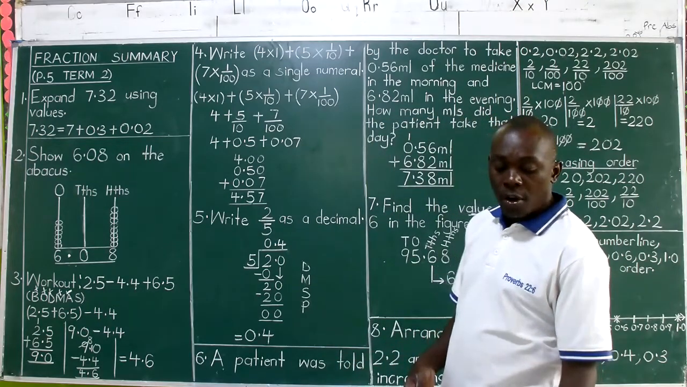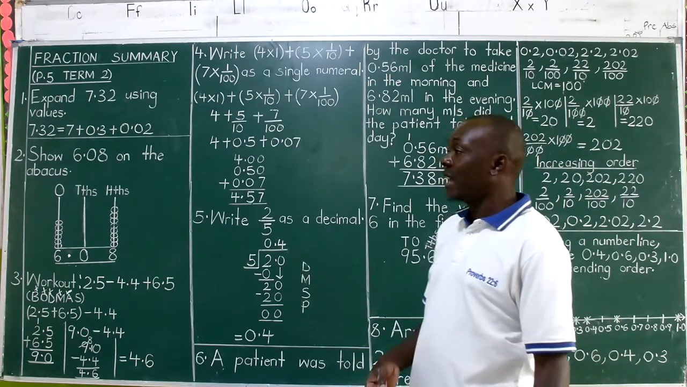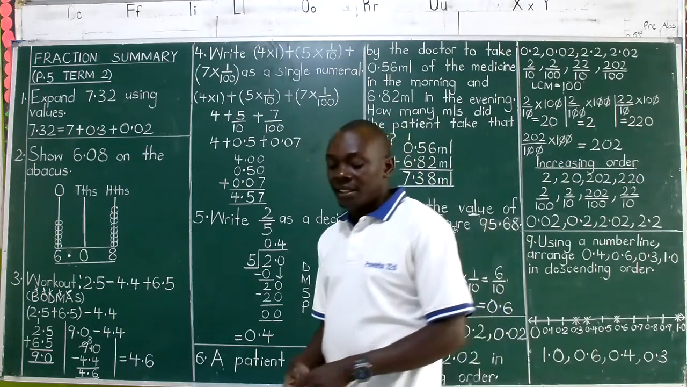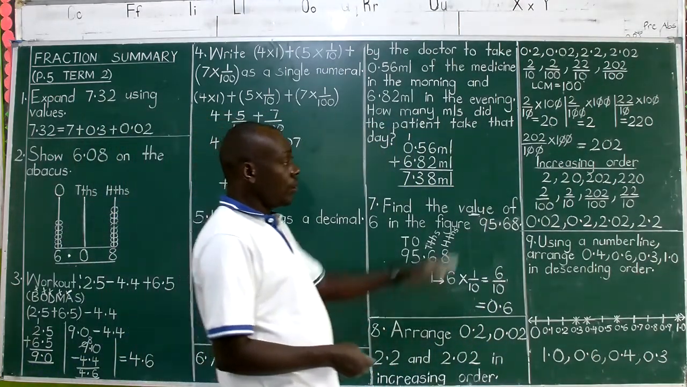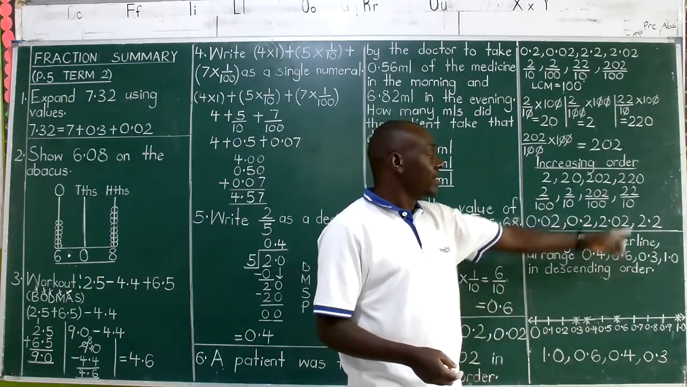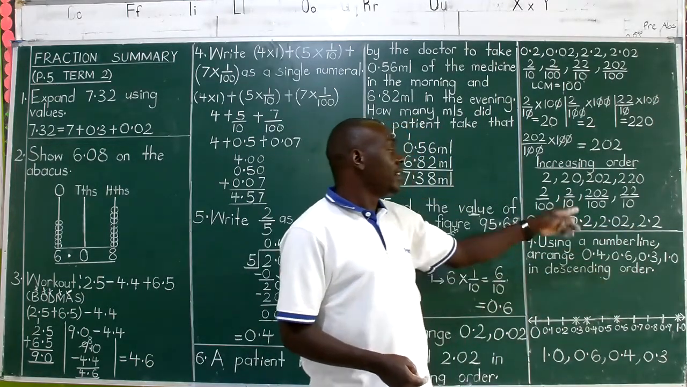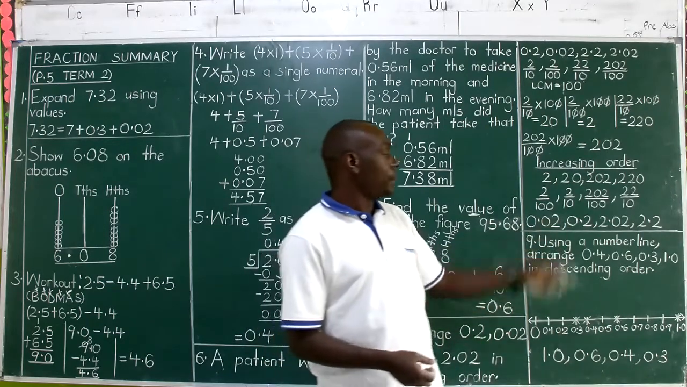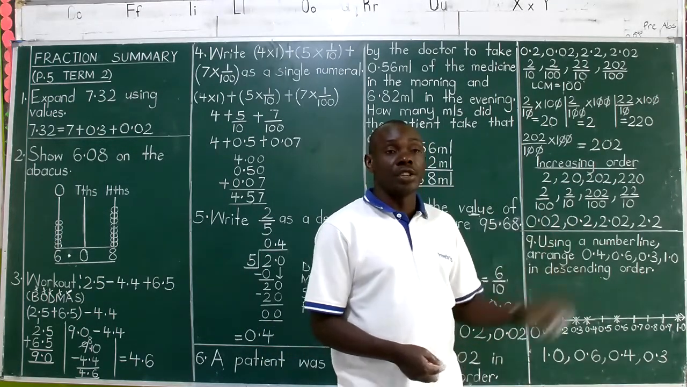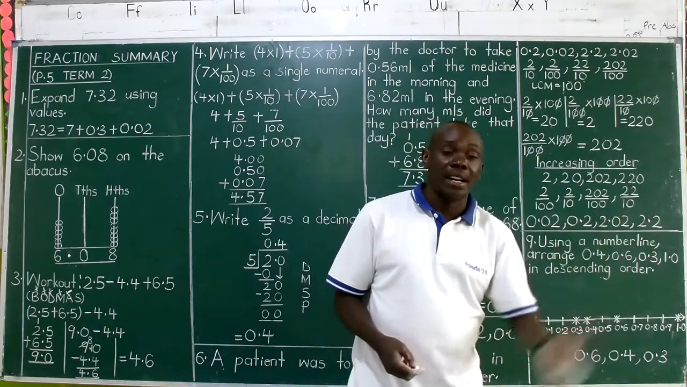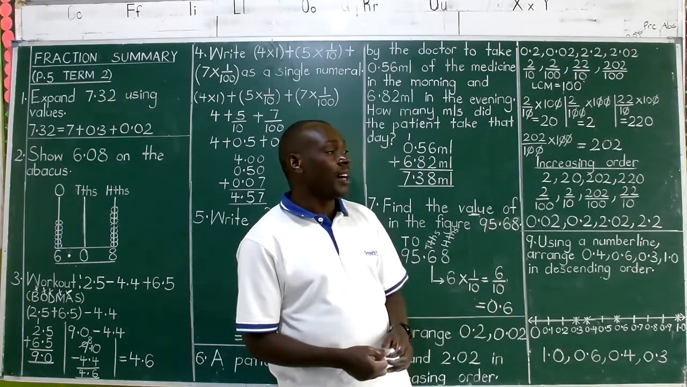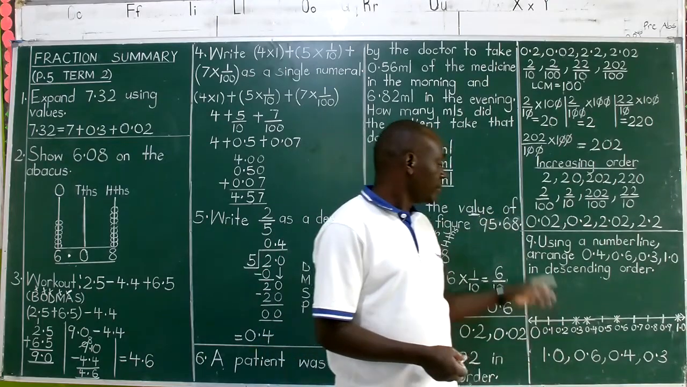So this was called increasing order, also known as ascending order. When we go the opposite of ascending, it will be descending. Descending is the same as reducing order. So if you are to descend, you will start with 2.2, then 2.02, then 0.2, then you will end with 0.02. But now ascending order or increasing order, you do like we've done now. And that is the answer.